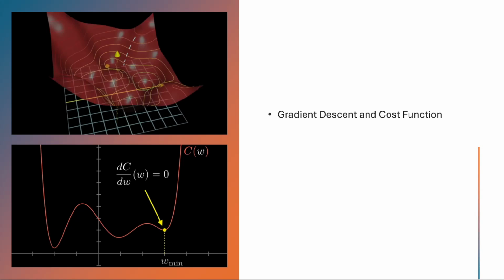Gradient descent involves finding the minimum of the cost function. Imagine a function with many inputs, the weights and biases, and one output, the cost. The gradient of the cost function points in the direction of the steepest increase. By taking the negative of this gradient, we can step downhill towards a local minimum. This process is repeated iteratively, adjusting weights and biases to minimize the cost function.